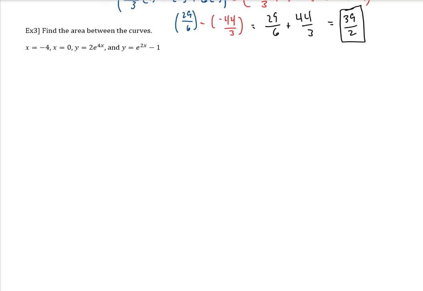Hi everyone, welcome to our video on finding the area between two curves where we have some exponential functions this time. Well, when finding the area between two curves, our first step is always just to sketch it.